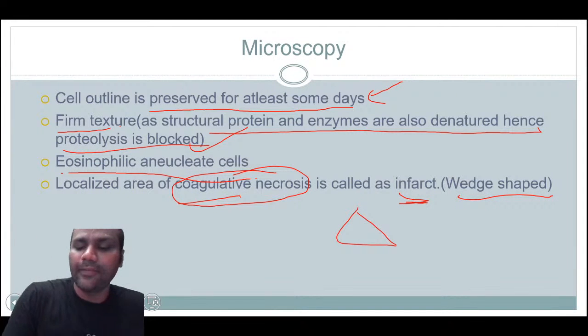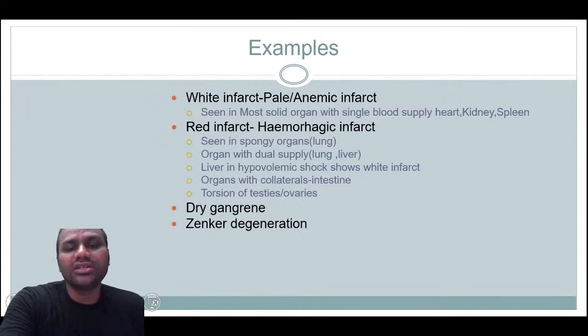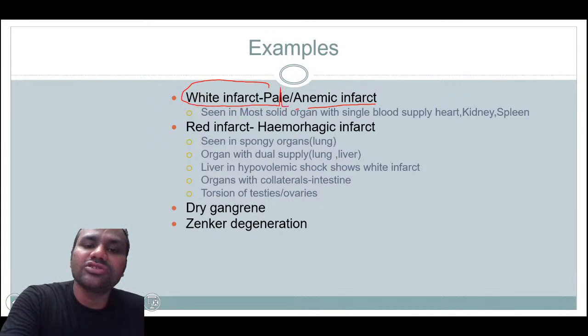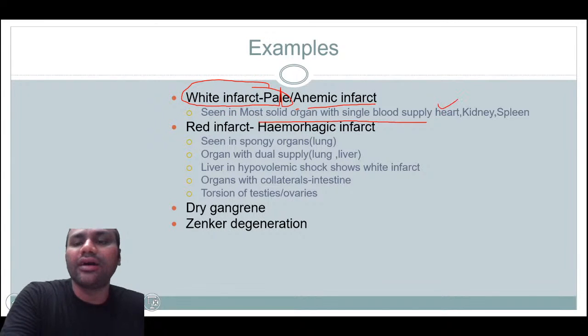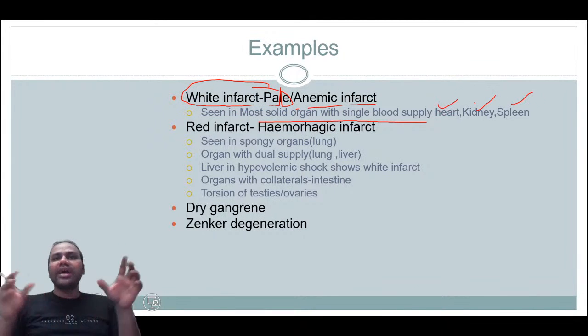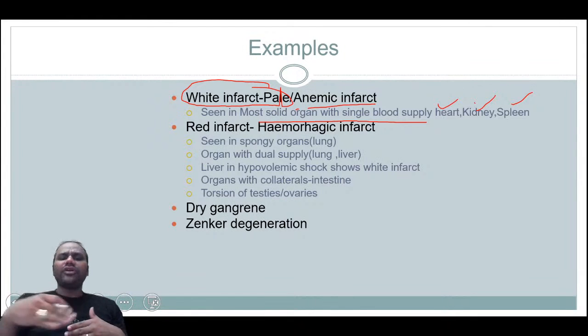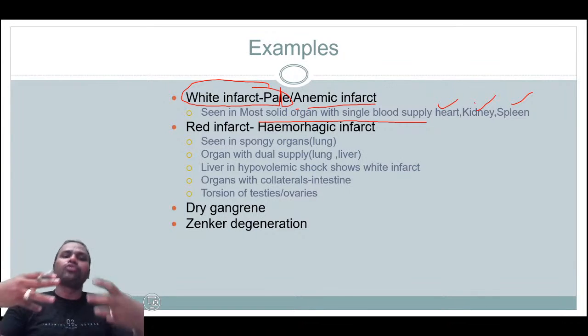Now coming to infarct, there can be white infarct or red infarct. White infarct is also known as pale or anemic infarct, where blood is not reaching. It is seen in most solid organs with single blood supply like heart, kidney, spleen, and arteries. So there's a single blood supply, and arterial occlusion will give white infarct. There is no other place for blood to come from.